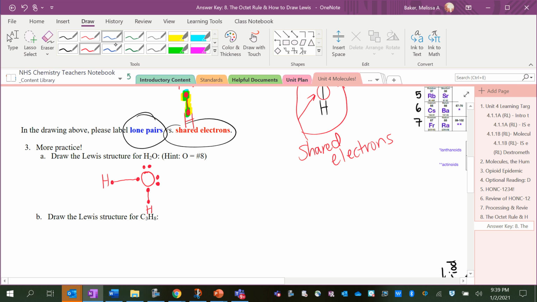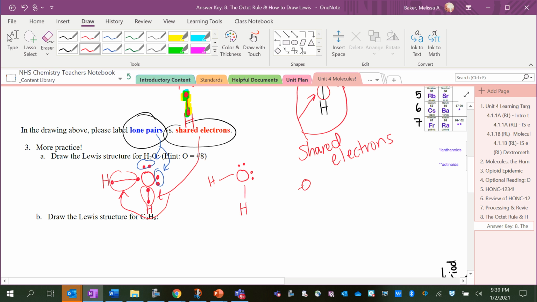There we go. And it didn't ask, but here are the lone pairs. And the shared electrons are in these two bonds here. 1, 2. And then I want to redraw this nice and neat since that's kind of been my thing. Here we go. We've got our H2O.